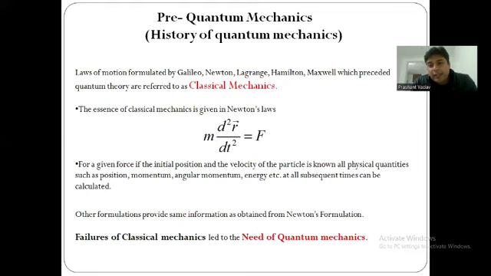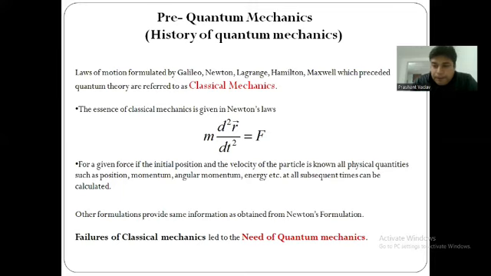Prior to quantum mechanics, various scientists like Galileo, Newton, Lagrange, Hamilton, Maxwell showed that the behavior of any particle can be explained by mechanics. If you have any object, any particle, we can easily identify its position, momentum, energy by using the simple classical laws which were developed by these scientists.